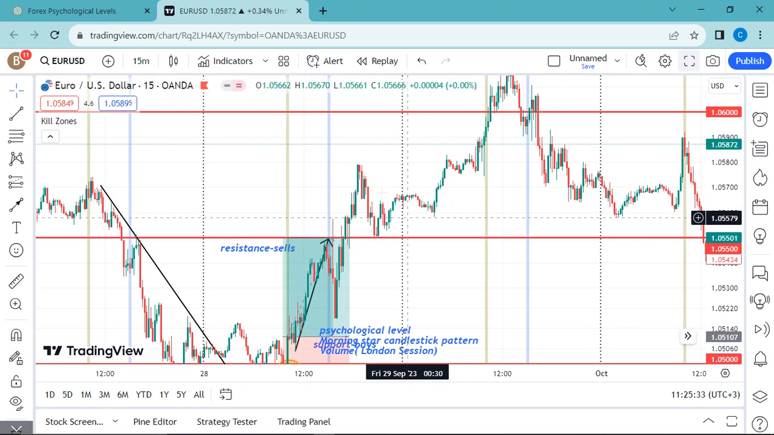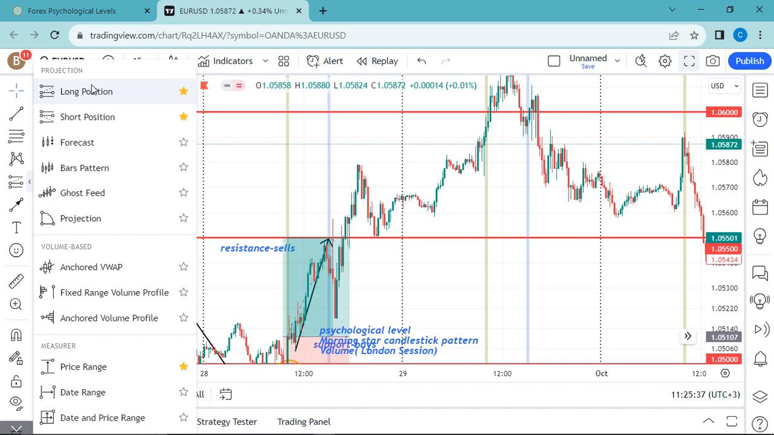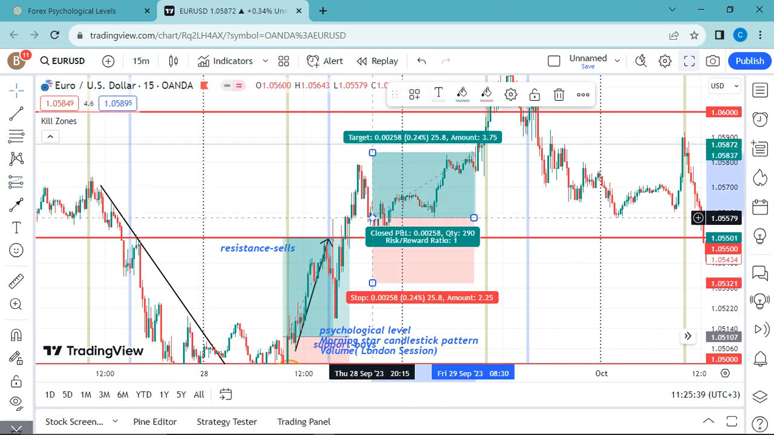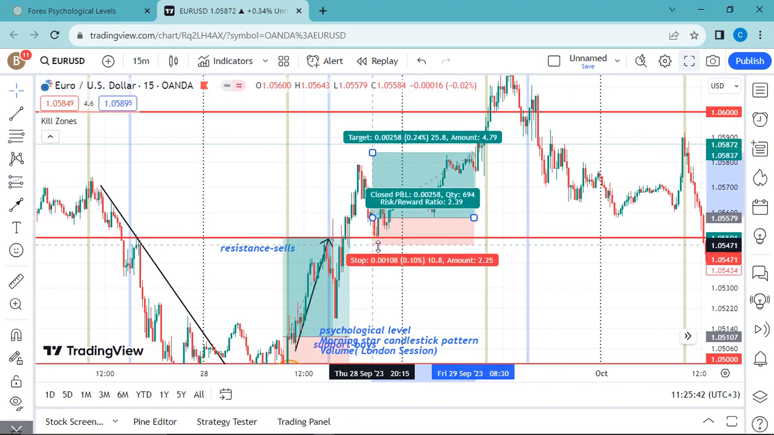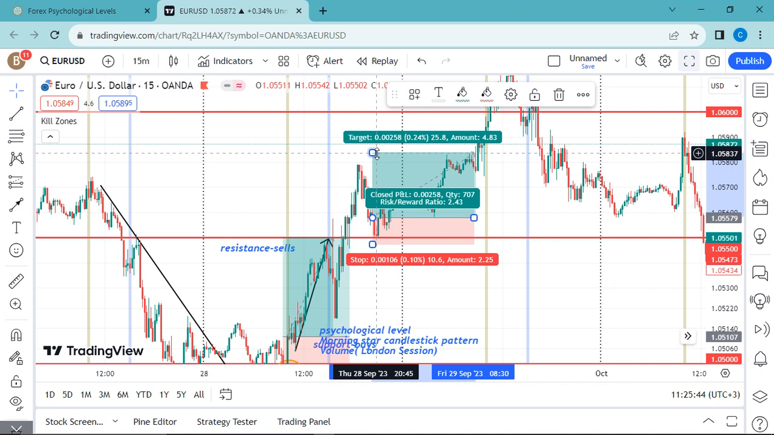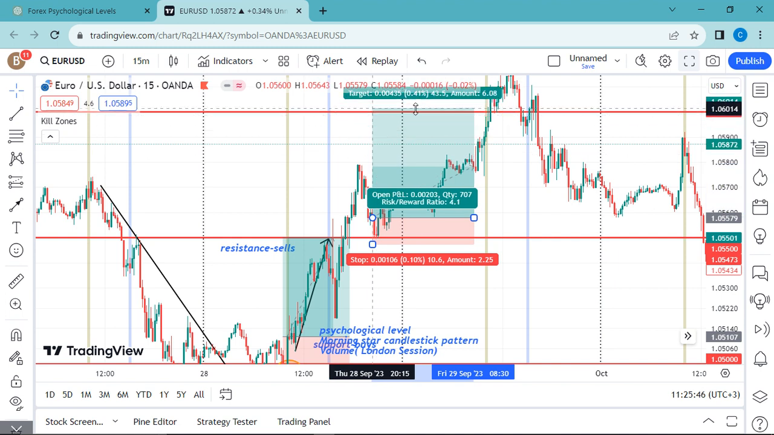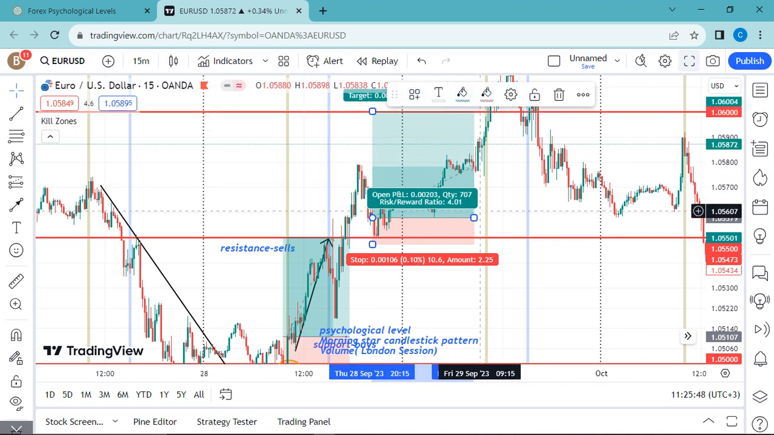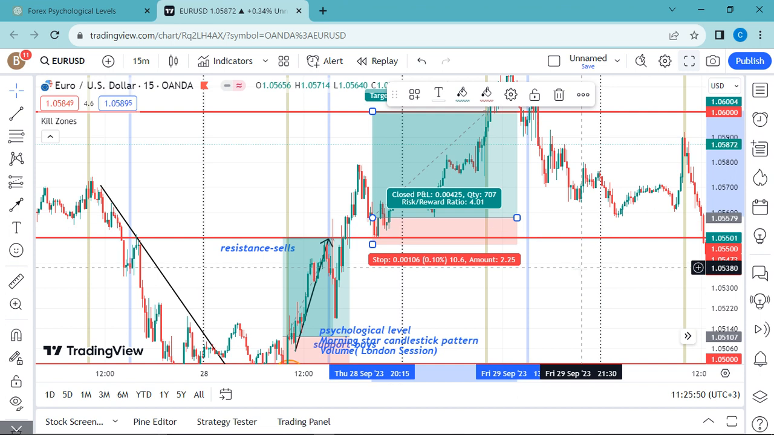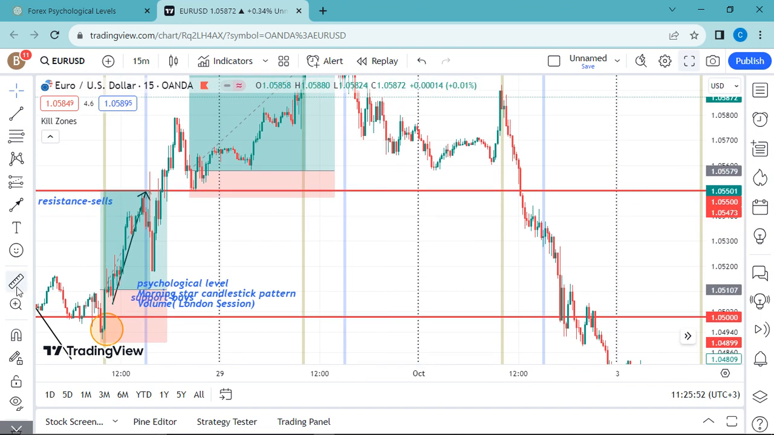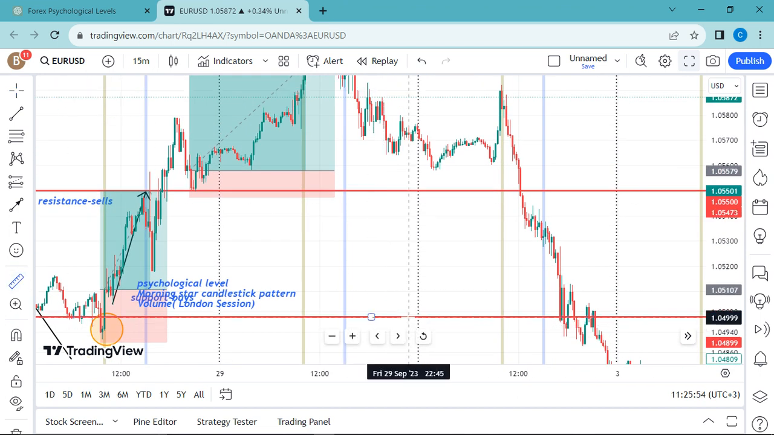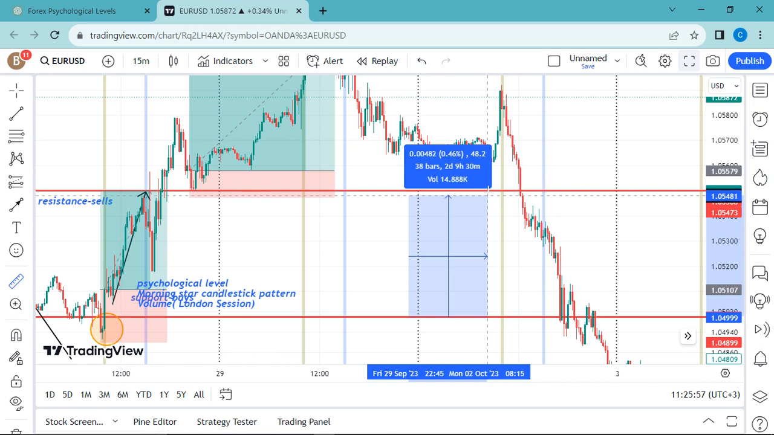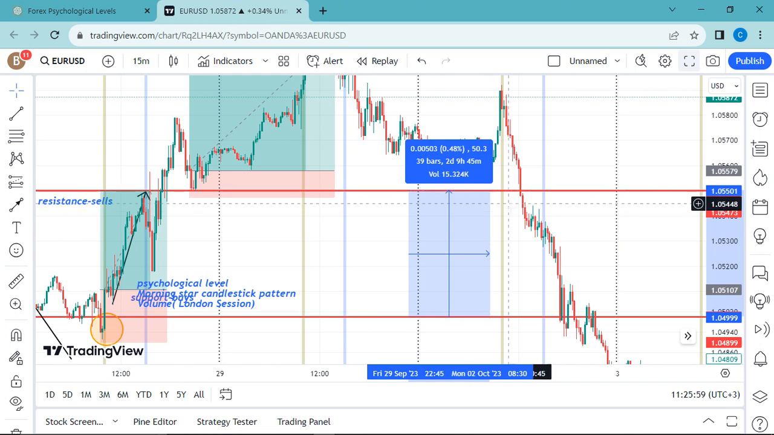This was also another point, another buy trade you could have taken. This was another buy trade you could have taken from this region. After price bounced over here, you could have taken and captured all these pips to the next region. And by the way, the difference between these two psychological levels are 50 pips. 50 pips is the difference.